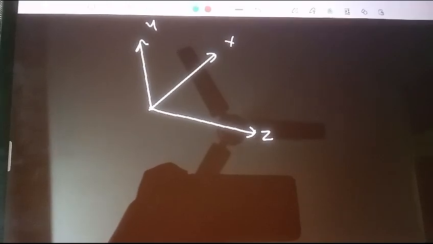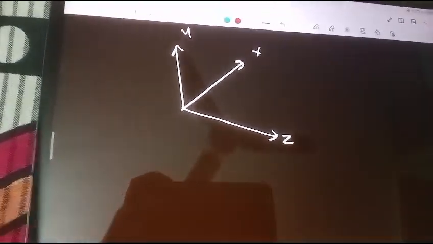Okay, so we are interested in determining the direction of the cross product, but before that, let us try to understand what we mean by a right-handed coordinate system. Here I have drawn the standard coordinate system, but what do we mean by the right-handed coordinate system?